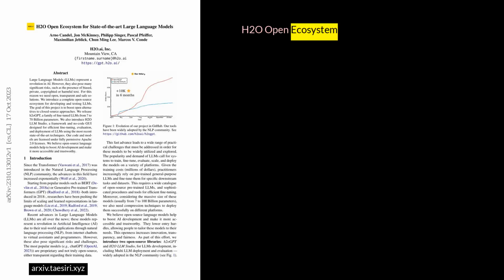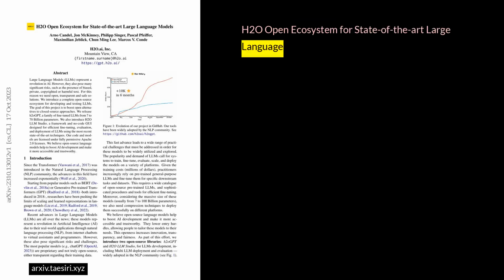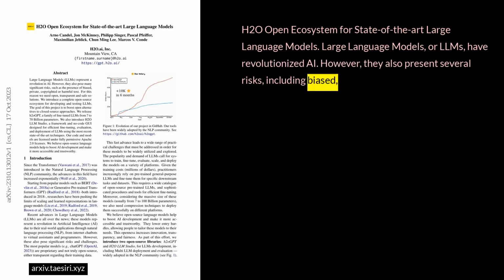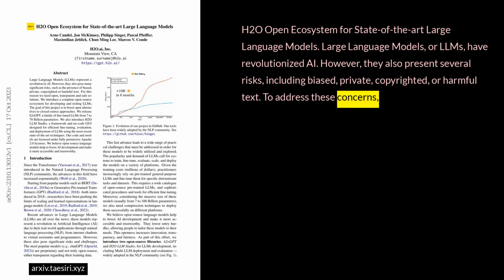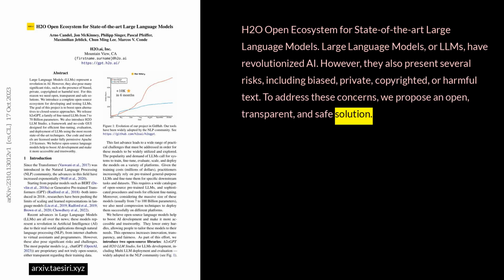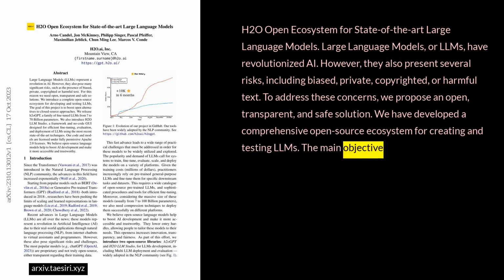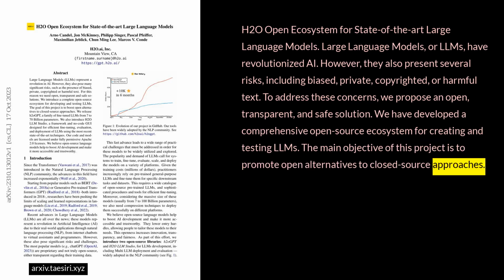H2O: Open Ecosystem for State-of-the-Art Large Language Models. Large language models, or LLMs, have revolutionized AI. However, they also present several risks, including biased, private, copyrighted, or harmful text. To address these concerns, we propose an open, transparent, and safe solution. We have developed a comprehensive open-source ecosystem for creating and testing LLMs. The main objective of this project is to promote open alternatives to closed-source approaches.